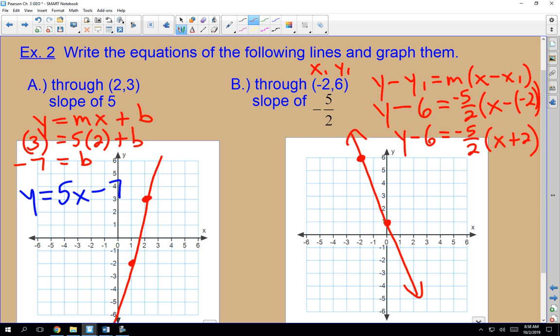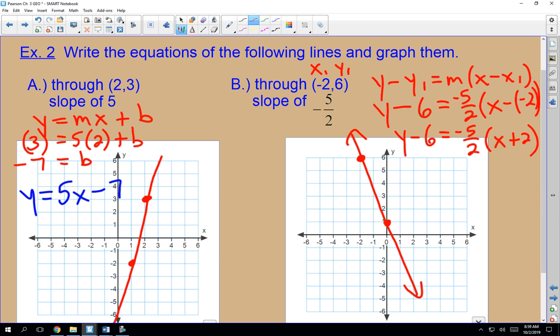What you may see as you move into Algebra 2, they might rewrite it by adding the 6 over to the other side. Or they might rewrite it in slope-intercept form, and that would require you to distribute here and then add the 6 over. But this one has a slope of negative 5 halves, and it goes through the point (-2, 6). Notice it's the opposite of the sign that you see here, right? So there it is in point slope form.